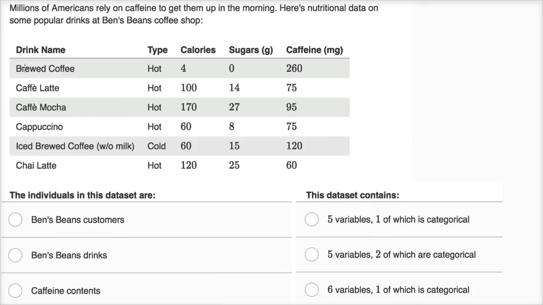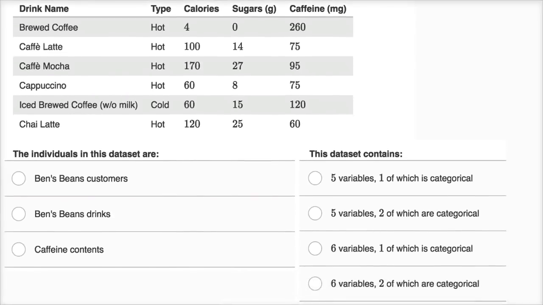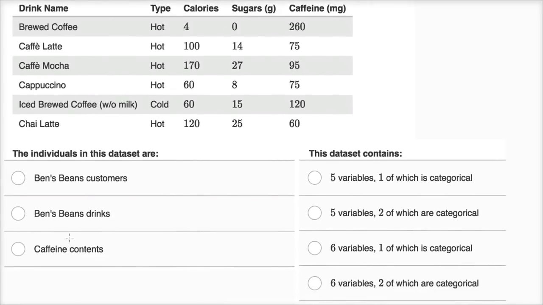And so we have the names of different drinks, and for each of those drinks, we know not only their name, we know whether they are hot or cold, we know how many calories they contain, sugar content, caffeine. All right, now with that, let's try to answer these questions. And like always, try to pause the video and see if you can answer these questions before I do. And on this one on the right, there's a little bit below what you see, and actually I'll just leave it there.